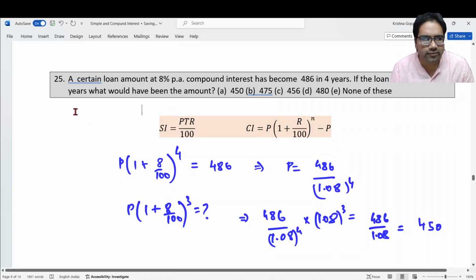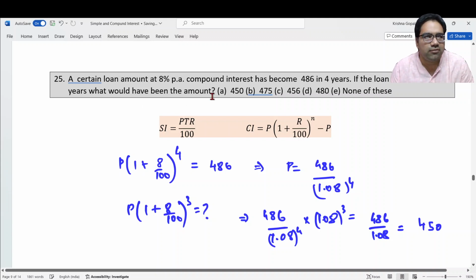There was a slight change in the wording of the problem. It was not interest, it was the amount. A certain loan amount at 8% per annum compound interest has become 486. We don't know what was the principal, but the amount has become 486 in 4 years. If the loan was for 3 years, what would have been the amount? But we don't know what is the principal. Still, we should be able to calculate what it would have been.